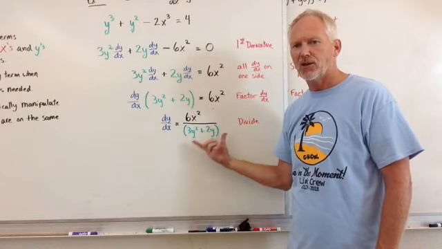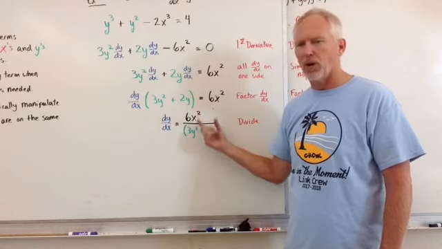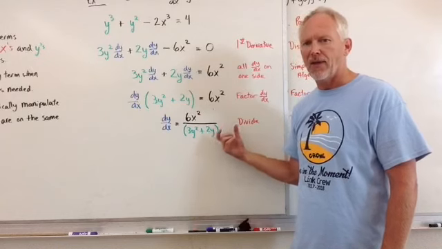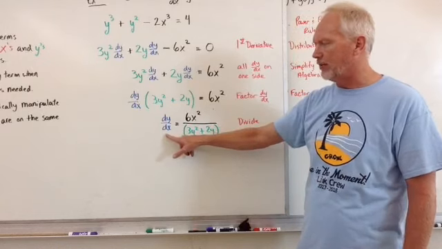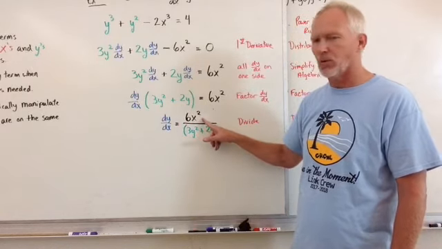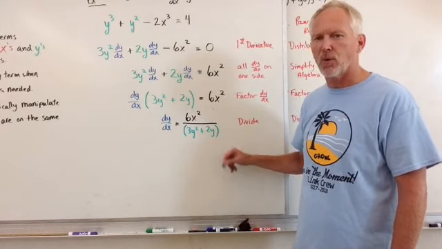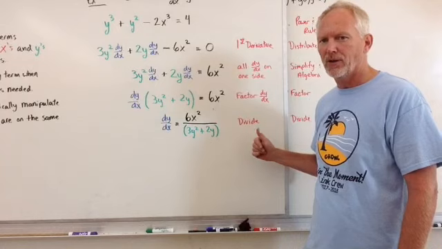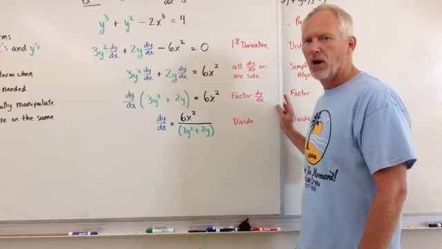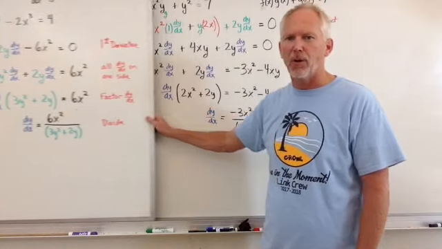Finally, divide each side by 3y squared plus 2y, the green, and that way we'll get our final answer of dy/dx is equal to 6x squared divided by 3y squared plus 2y. So we divided there as our last step. All right, let's look at example number 2.